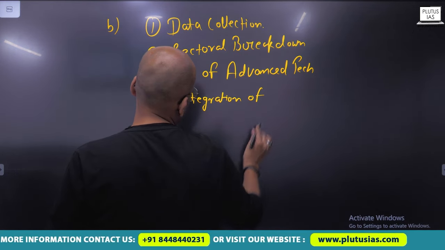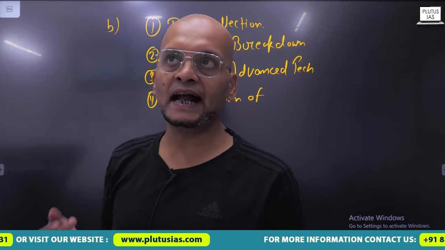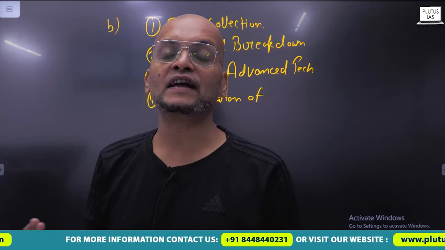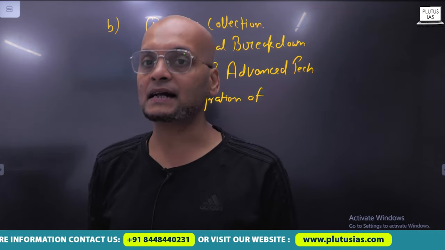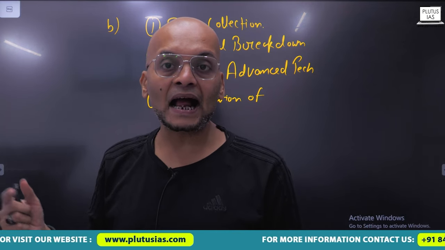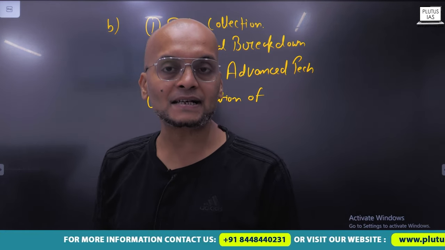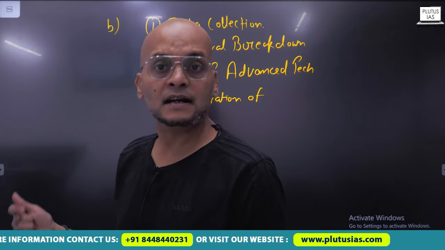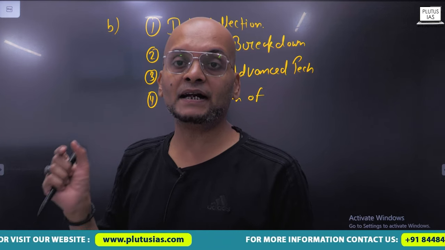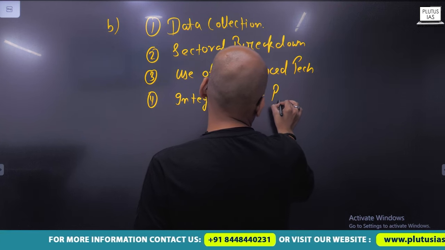of regional data. See guys, regional data was not available. VKRV Rao made significant efforts to collect regional data to see the ratio of how much land is owned by a particular farmer, what the average land holding of a farmer is. All this data was quite essential for planning purposes, and VKRV Rao played a significant role in it. So integration, that is, combination of regional data.